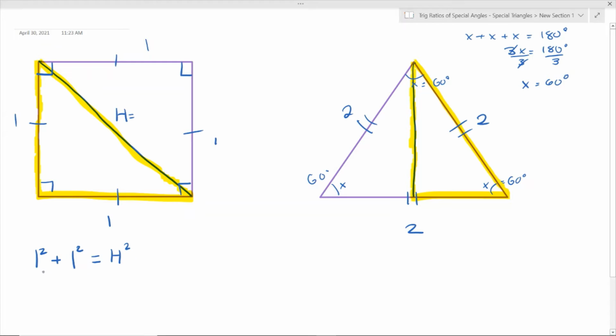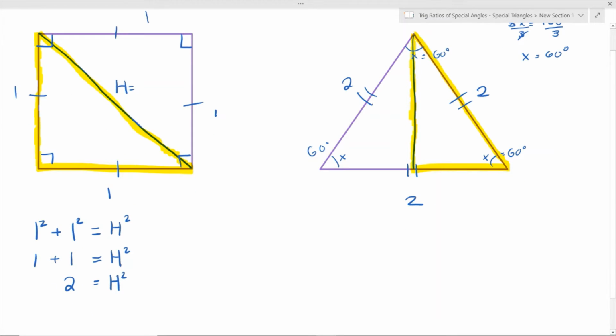So this is the Pythagorean theorem. And so from here we can solve for h. So here it's 1 squared plus 1 squared. 1 squared is equal to 1. Another 1 squared is equal to 1 as well. And then all this is equal to h squared. So 1 plus 1 is equal to 2. And here it's h squared. So h squared is equal to 2.